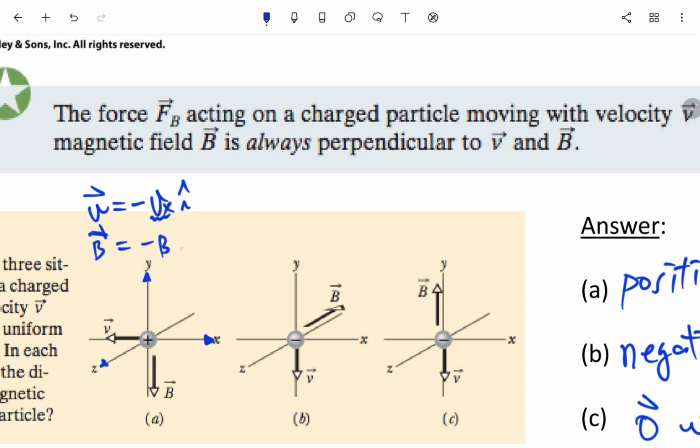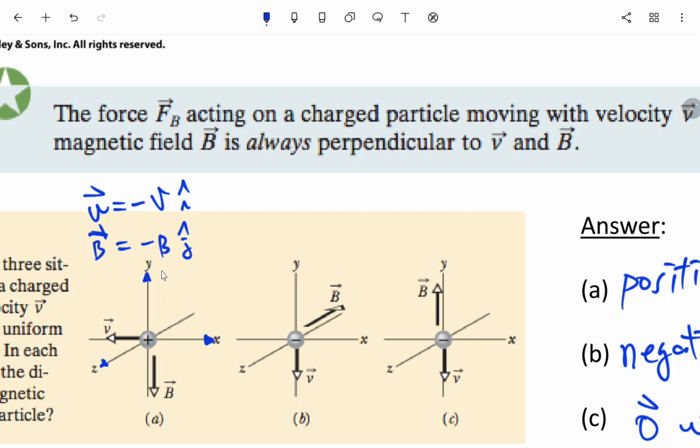Negative B. Maybe I just need to write it as negative V, or negative B, and then j hat is enough, because all the vectors are parallel to one of the axes. So we don't need to write Vx, Vy, Vz. I just need to put it as negative V or negative B. The only thing we need to care about is that this is the negative x-axis, so we have a negative i hat.